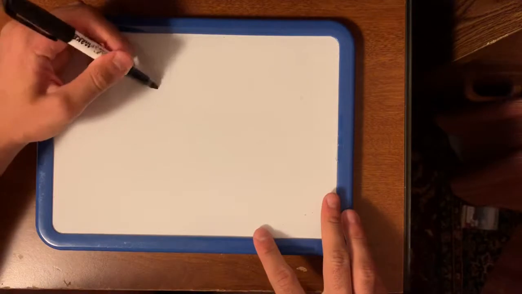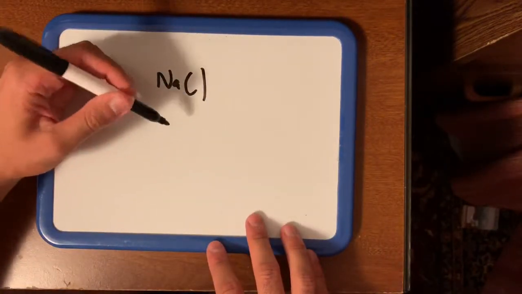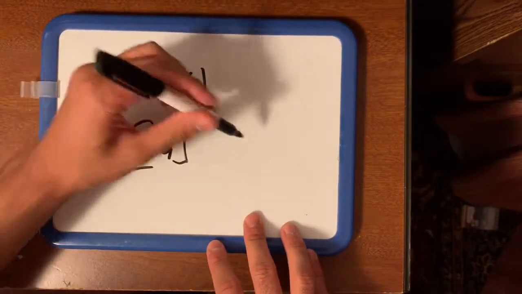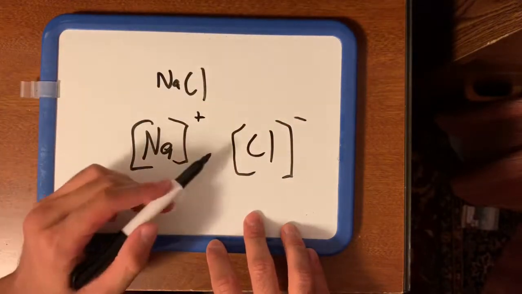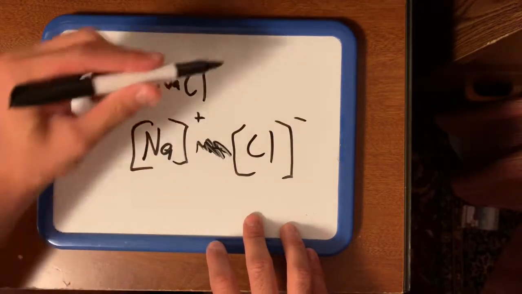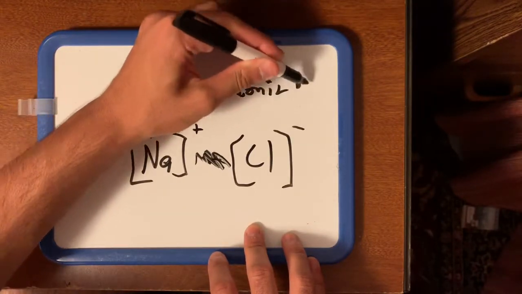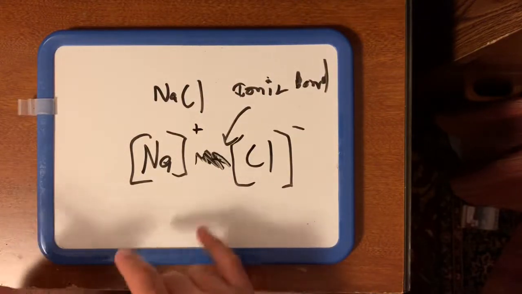For example, if we have our table salt, NaCl, here's what it looks like. Na is positively charged, and Cl is negatively charged. The attraction between these two is what's the ionic bond. This attraction that occurs after these both become charged is the ionic bond.